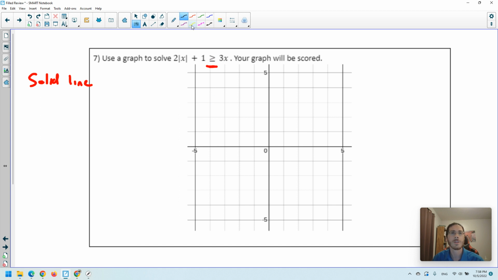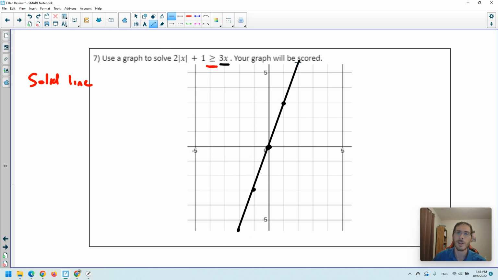So let's do them. This side is probably the easier side, because 3x is just going to be y equals mx plus b. So start at 0, 0 with a slope of 3. 1, 2, 3. 1, 2, 3. Way up here. 1, 2, 3. 1, 2, 3. All right, and we'll make a line.